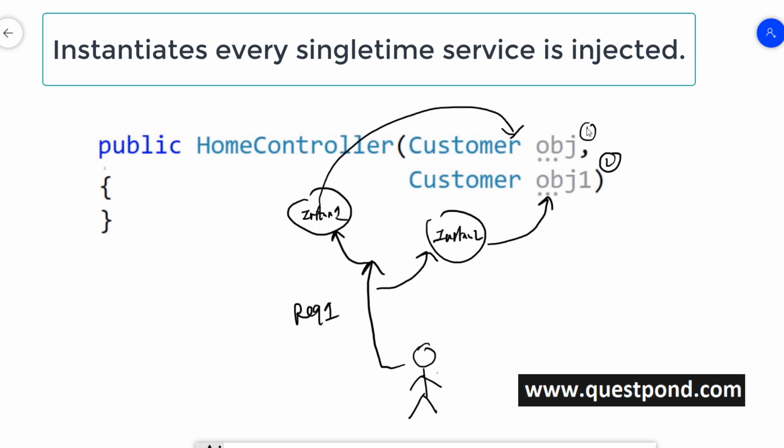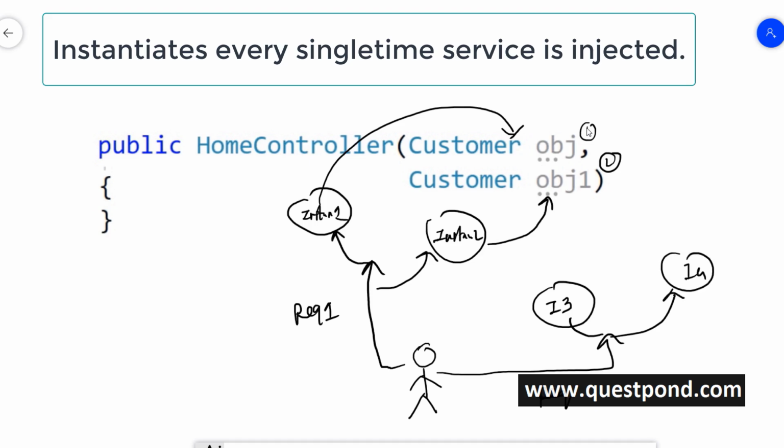In the same way, if you send a second request, again 2 instances will be created, instance 3 and instance 4, right? And they will be injected to these dependency injection objects. So what I mean is that in transient, fresh instance objects will be injected for every dependency injection in the constructor.